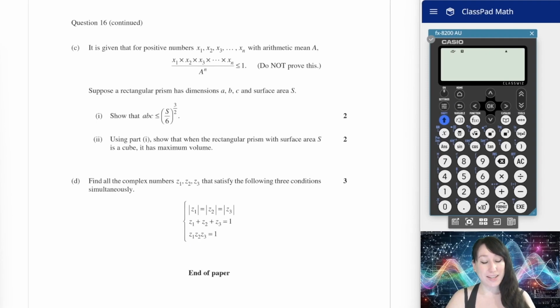Question 16D. Find all the complex numbers z1, z2, z3 that satisfy the following three conditions simultaneously. First, the modulus of z1 is equal to the modulus of z2 is equal to the modulus of z3. Second, z1 plus z2 plus z3 equals 1. And lastly, z1 times z2 times z3 equals 1.